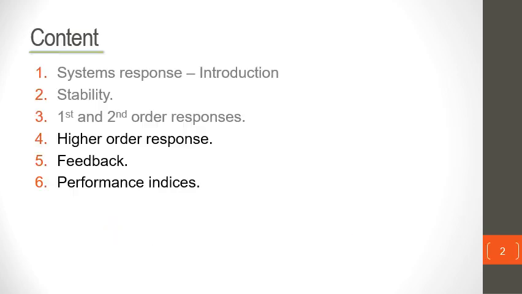Welcome back to part 2. Here we looked at the introduction to system responses, defined the issue of stability for both transfer function models and state-based models, and have looked at the responses of a typical first-order system and second-order system. We wish now to continue to talk about the remaining topics in this unit, that is to focus on higher order system responses, feedback, and performance indices.